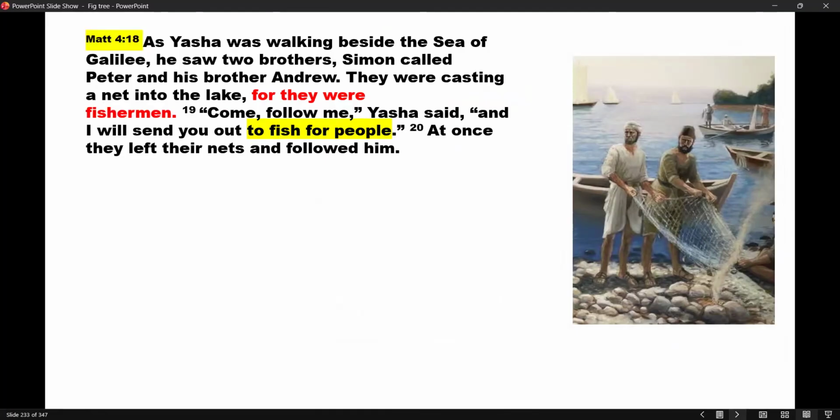So, Matthew 4: as Yahshua was walking beside the Sea of Galilee, he saw two brothers, Simon called Peter and his brother Andrew. They were casting a net into the lake, for they were fishermen. "Come, follow me," Yahshua said, "and I will send you out to fish for people." At once they left their nets and followed him.